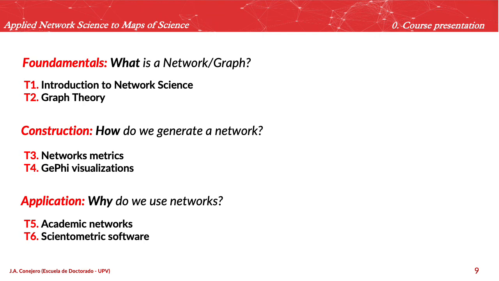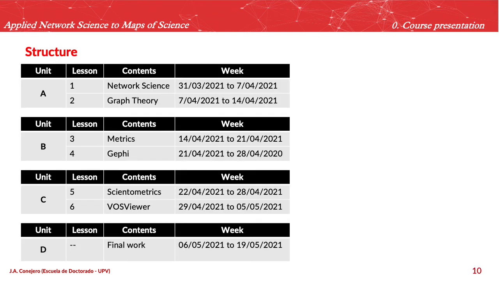As an application, and this is very important since this course is part of the formation of the doctorate program, we will see how to work with academic networks and which software is the most used in scientometrics, to try to assign metrics to science. So the course will be structured in 4 units, and the first 3 units are each split into 2 lessons.